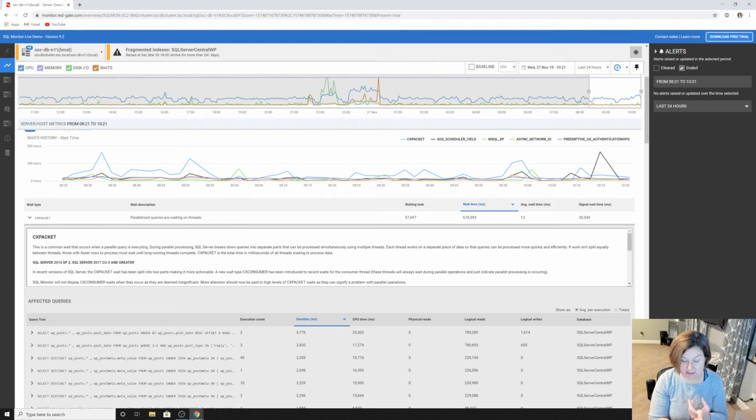am I having parallelism? What is the threshold? What is the cost threshold for parallelism? Because really, I only want the queries whose estimated costs show that they need it to actually go parallel, right? And that very much impacts how much CPU I am using. If I'm letting all of my queries go parallel, because the default setting for cost threshold for parallelism is very, very low, I'm going to use a lot more CPU. I really want just the queries that need it.